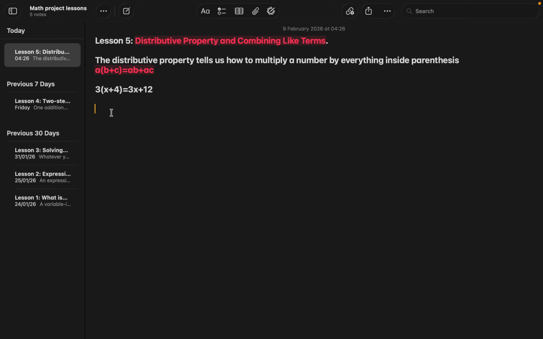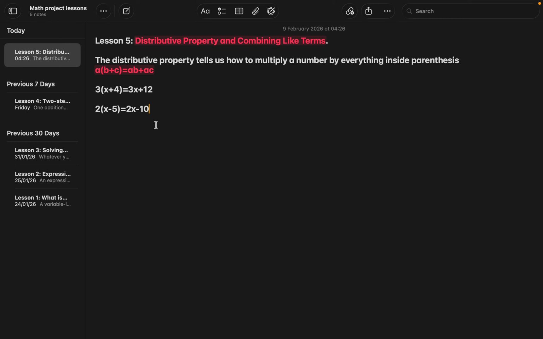Now let's try another example. 2 multiplied by the quantity x minus 5 equals 2x minus 10. Why? Because we have distributed the 2 to both terms. Notice the sign stays the same here and here also.